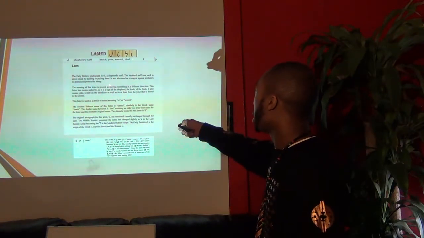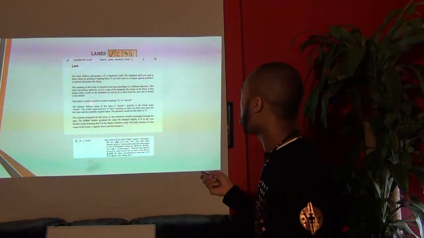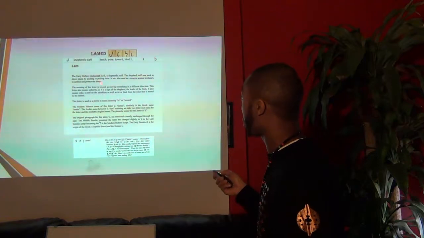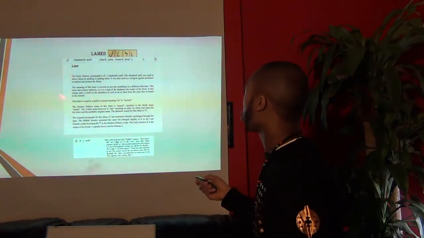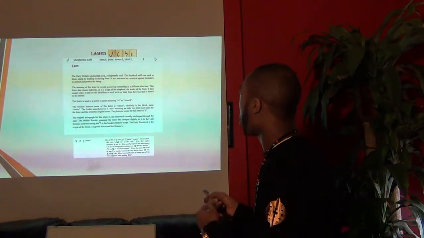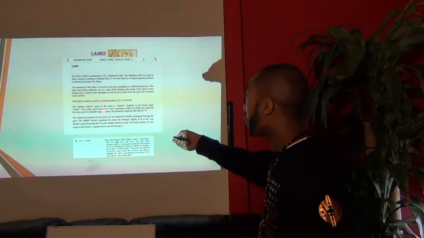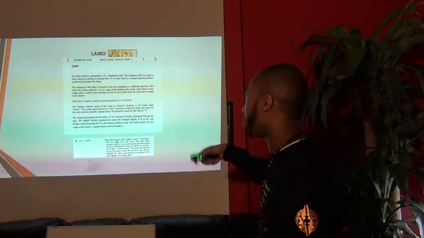The meaning of the letter is toward, as moving towards something in a different direction. This letter also means authority, as it is a sign of the shepherd, the leader of the flock. It also means yoke, a staff on the shoulders, as well as tie or bind from the yoke that is bound to the animal. The letter is used as a prefix to nouns, meaning to or towards. We'll get into that later.